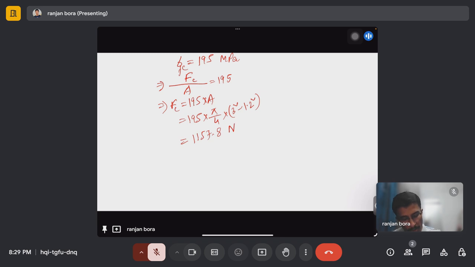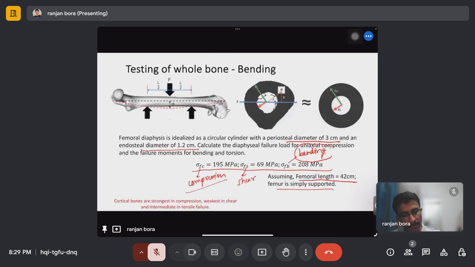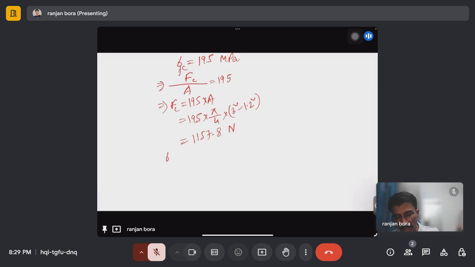Okay, next we will find out in bending, where failure stress in bending is given as 208 megapascal. Like the expression which we derived earlier, sigma bending is M into I by y, and here what is the bending moment?